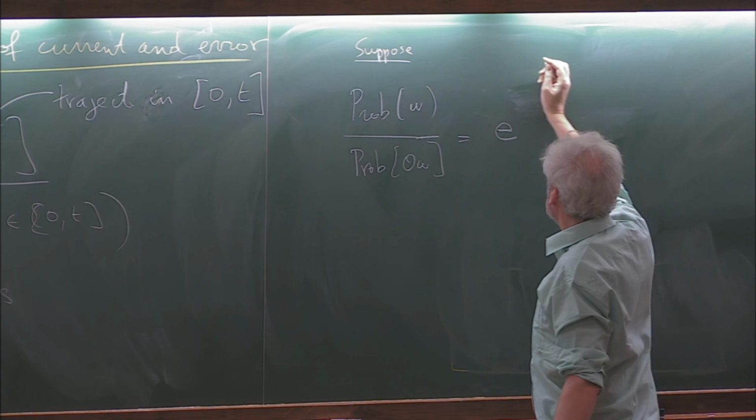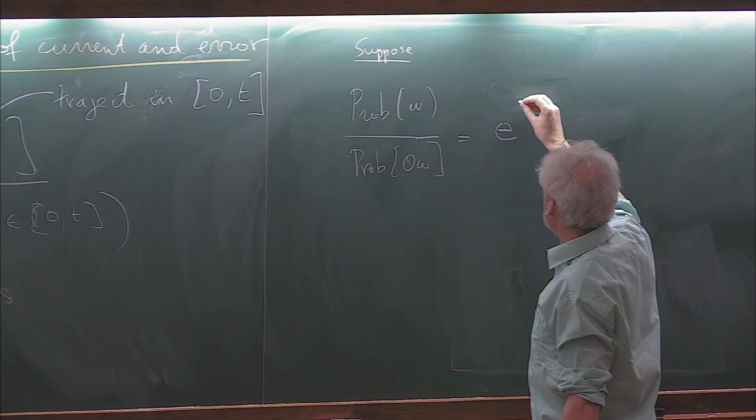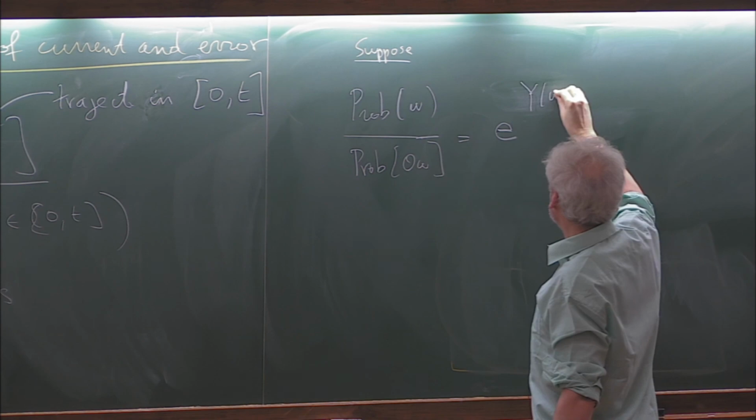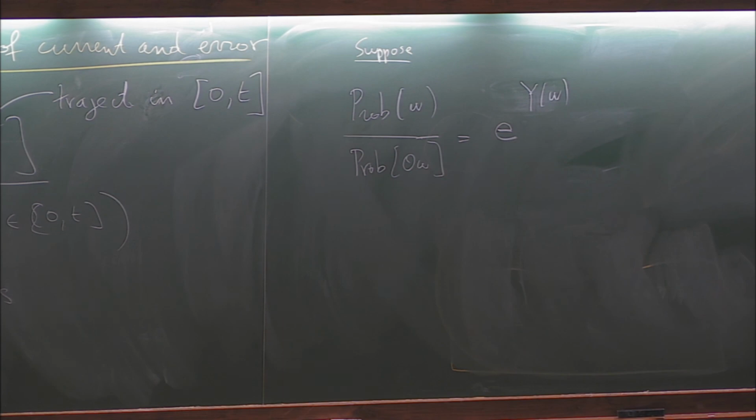Why don't I call it... which one? Y of omega, okay. Suppose I'm able to do that. Suppose I know this y. So I take, you should think of this ratio as very similar to that. This is also a ratio.